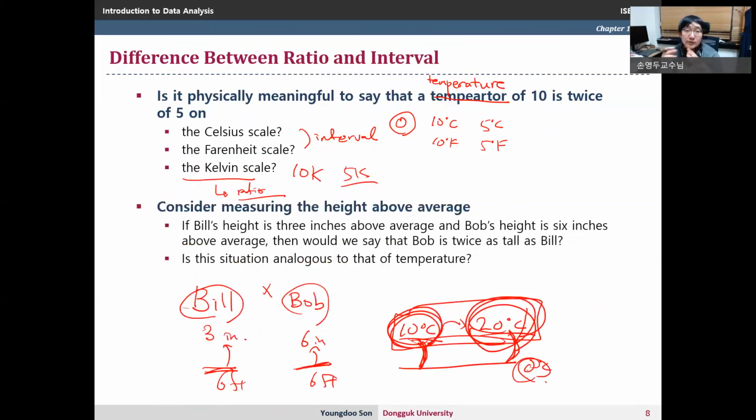And we saw the difference between the ratio and interval attributes, one of which has the absolute meaning of 0. However, the other only has the relative meaning compared to the numbers.